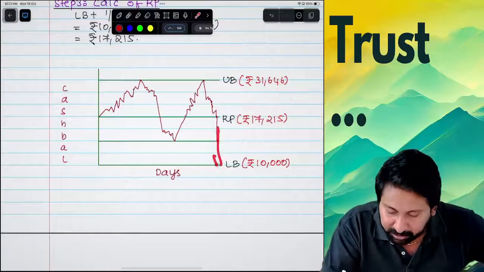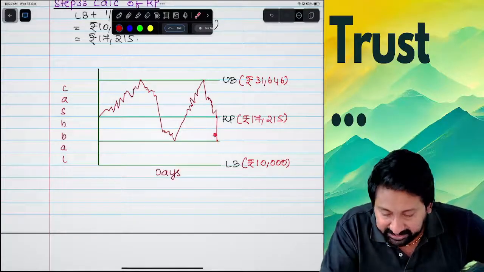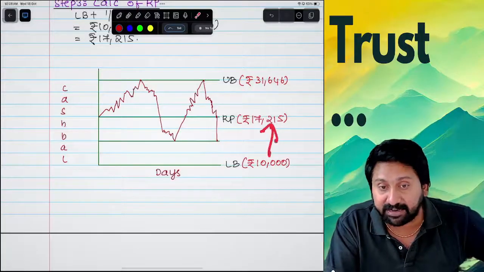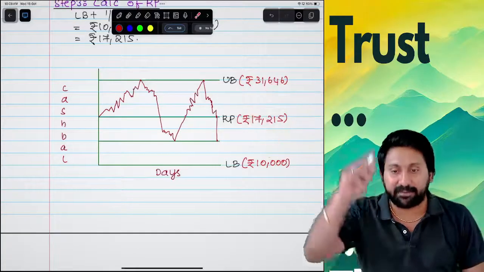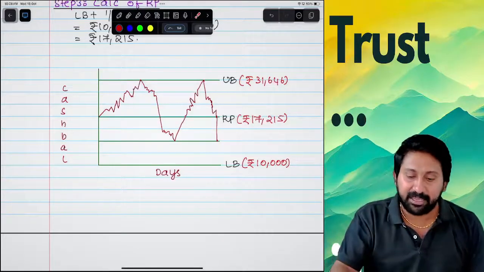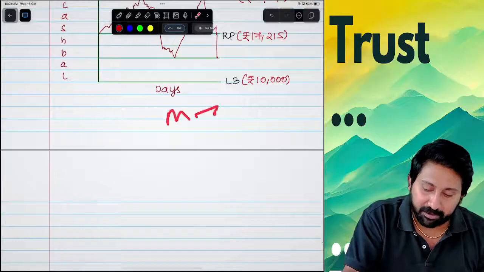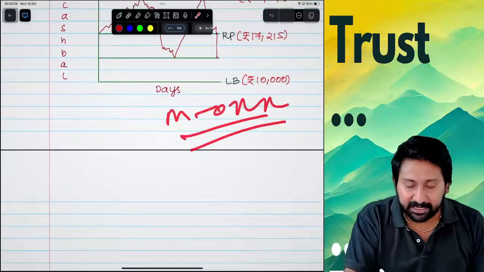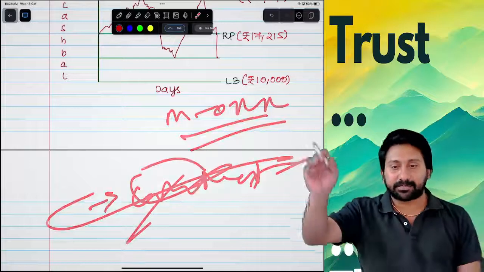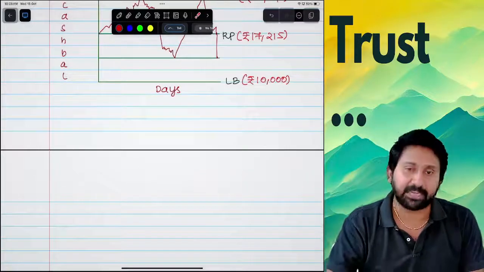If it goes below 10,000 or reaches 10,000, what should you do immediately? You should dispose securities worth 7,215 such that it will reach 17,215 again. Okay, this is the idea behind the concept of the Miller-Orr model. With this, we have completed cash management as a chapter. That's all. This is all about cash management.